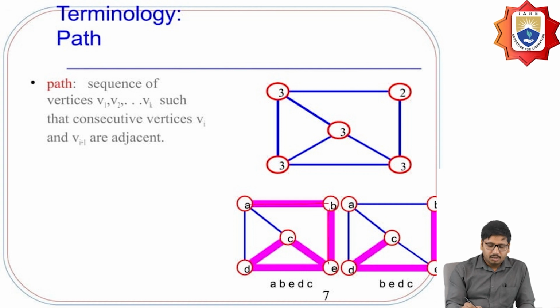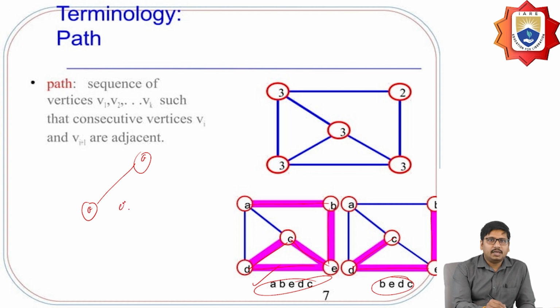So A to B, B to C, C to E, sorry, E to C, C to D, and then C to E. So this is one of the paths. However, I can also write it as B to E, C to D, and E to C. This is another path. Like this, we can mention the paths here. If the path's starting and ending vertex are the same, then we call it a cycle. So this one should be treated as the source, and E, if I consider E here, should be called the destination.